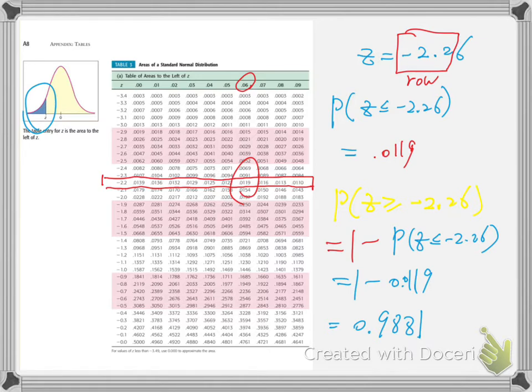So this is the meaning of table 3. You're given a cutting line. The area to the left is in the table. The area to the right, you need 1 minus that number. So this is case 1, where Z is standard normal. Now what is case 2?